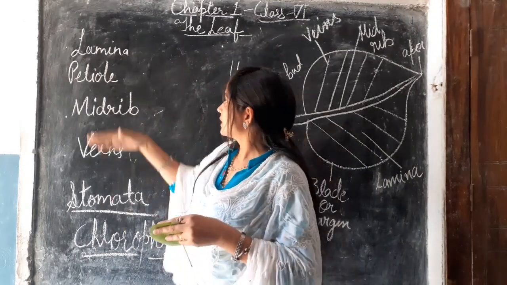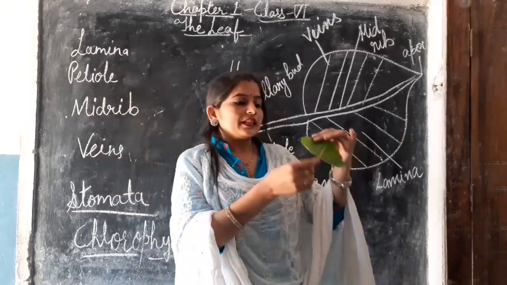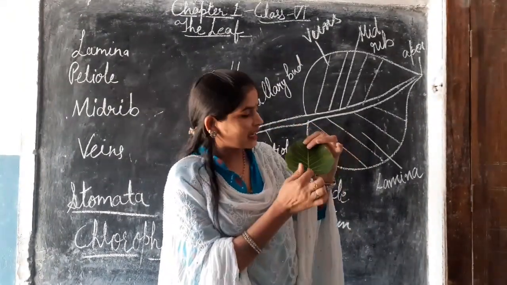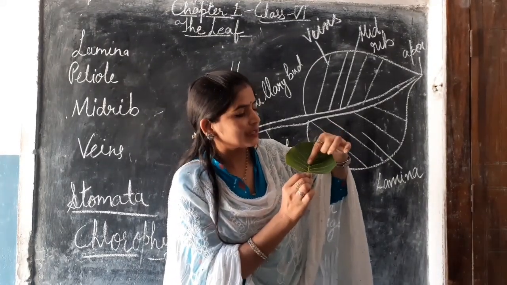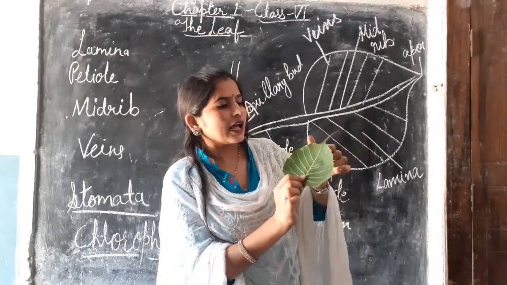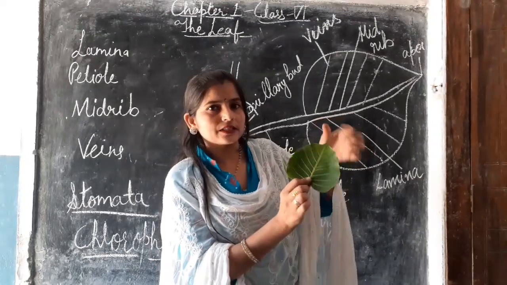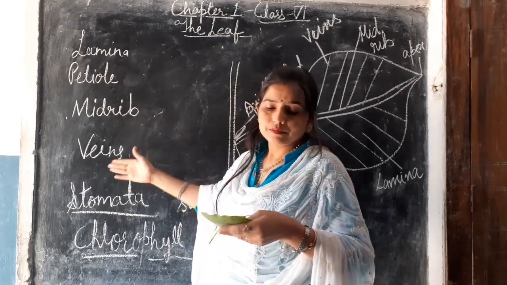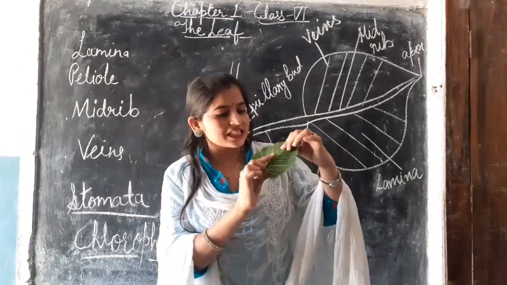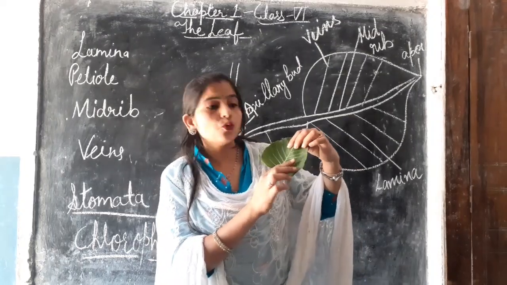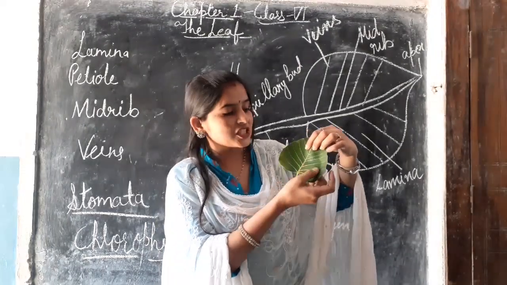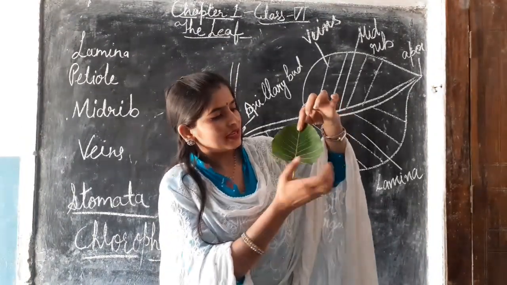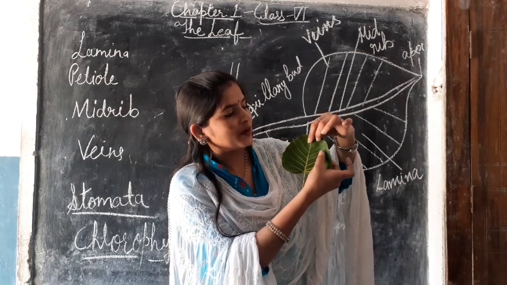Second, petiole. This is petiole. When this petiole enters a leaf, it is known as midrib, and the tip of the leaf is called apex. Veins. When this midrib is divided into many tube-like structures, these are called veins. You can see here, this midrib is divided into several tube-like structures.